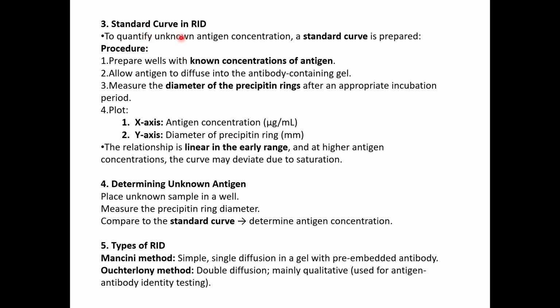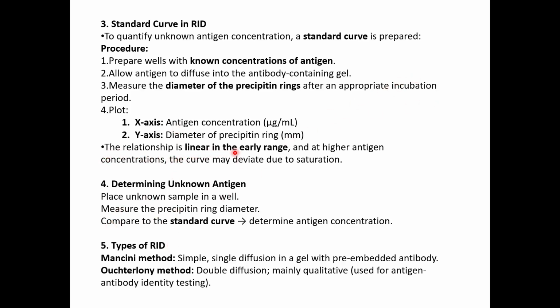So the standard curve in RID. To quantify unknown antigen concentration, a standard curve is prepared. How it is done is we prepare wells of known concentration antigen, allow them to radially diffuse, then measure the diameter of these precipitin rings after appropriate incubation time. Then we plot the diameter on the y-axis and the known antigen concentration, this is our standard, on the x-axis. Then we will get a standard curve.